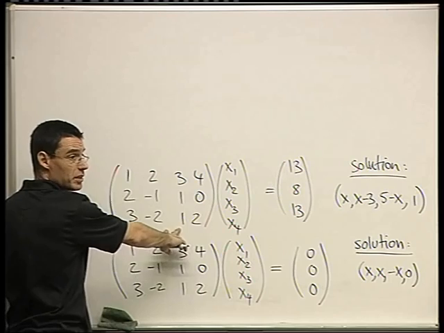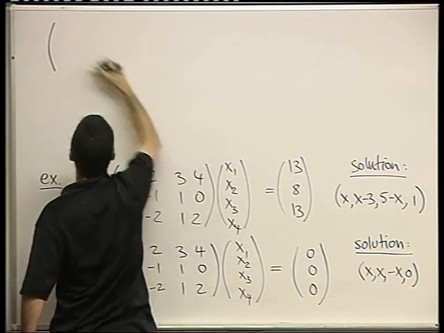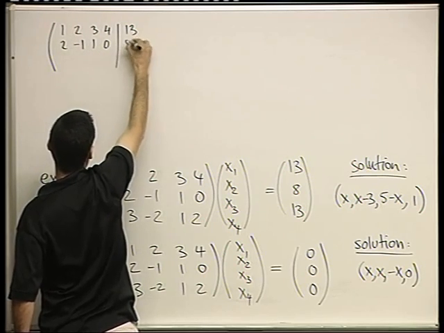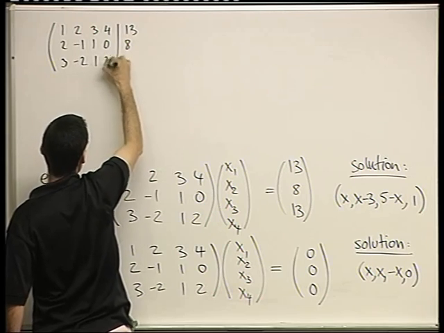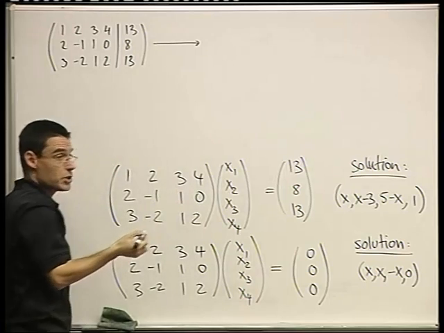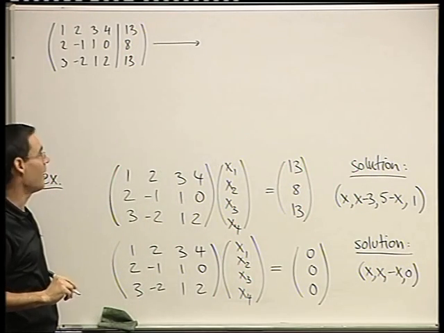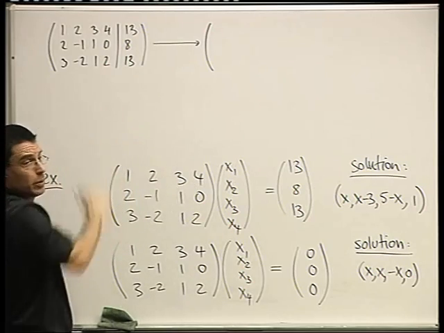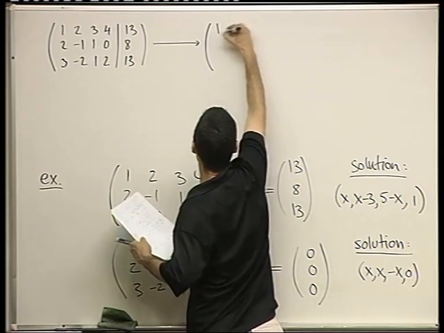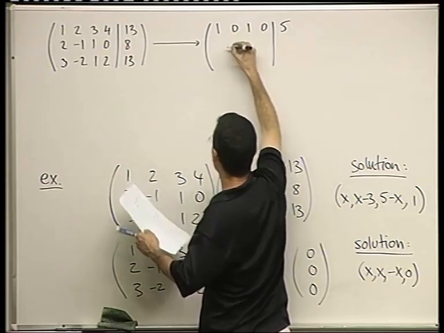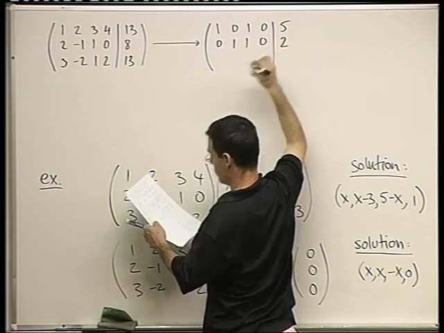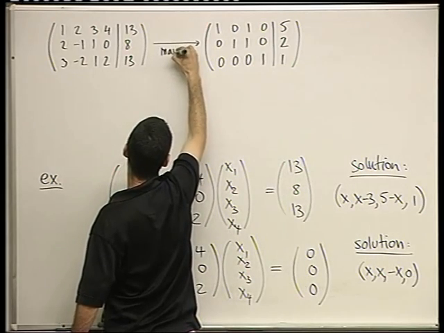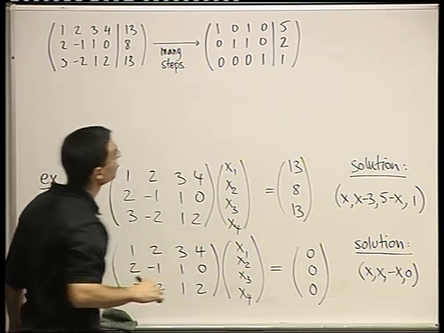So we already know how to solve this one, right? We took the augmented matrix: 1, 2, 3, 4, 13; 2, negative 1, 1, 0, 8; and 3, negative 2, 1, 2, 13. And then we did a whole bunch of row operations, which I'm not going to do again. So we know what we got to at the end. Let's write the final step, the reduced row echelon form: 1, 0, 1, 0, 5; 0, 1, 1, 0, 2; and 0, 0, 0, 1, 1. Here there are many row reduction steps. Good?